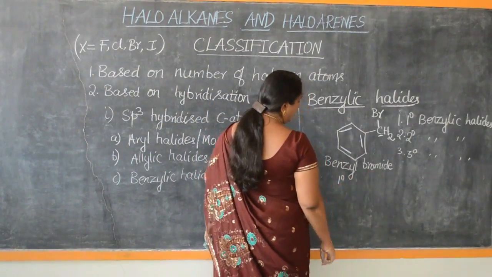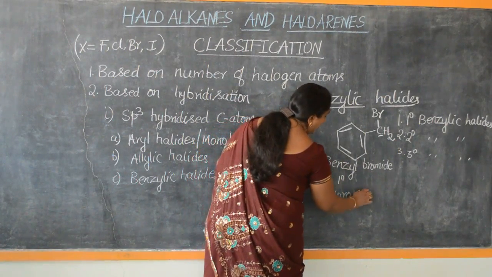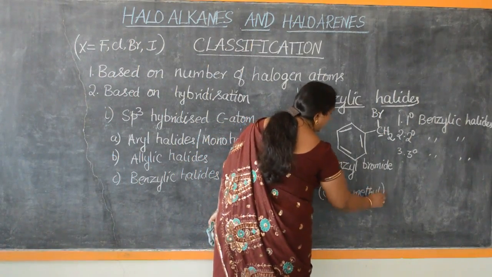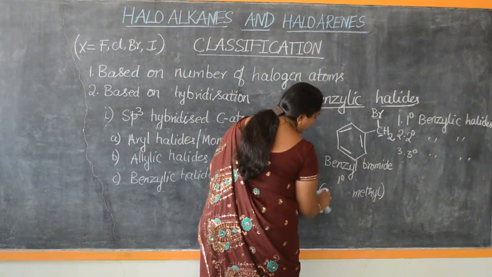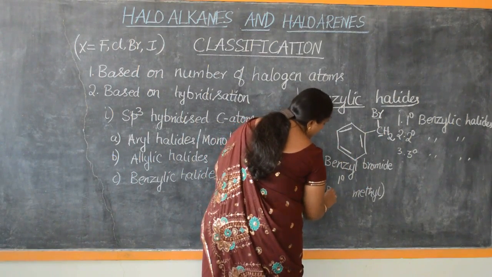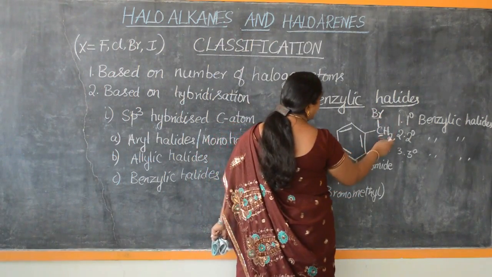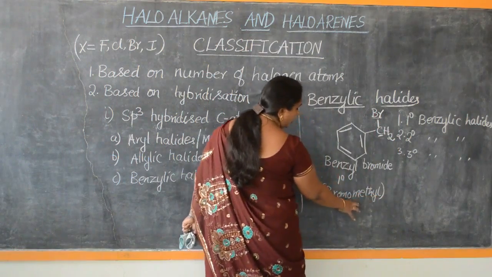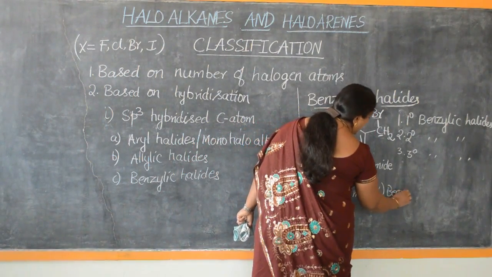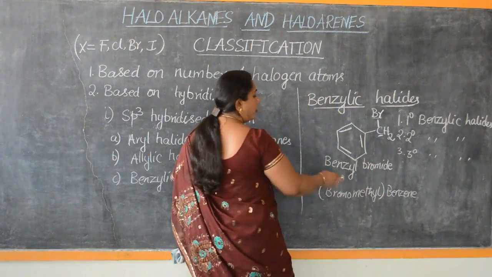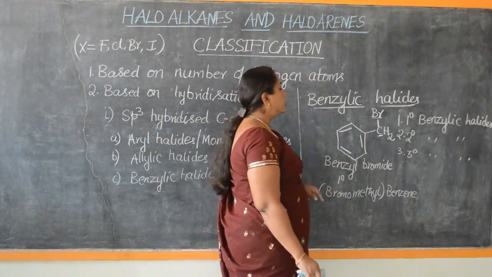This benzyl bromide can also be called by the name bromomethyl. Let me just replace the halogen with bromo; it can be any member of the halogen family there. So bromomethyl includes this much, and this is attached to the benzene ring. That side chain should be written within the parentheses, followed by the name benzene. This becomes bromomethyl benzene or benzyl bromide, which is an example of a primary benzylic halide.